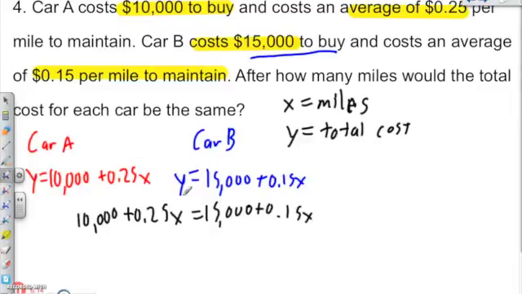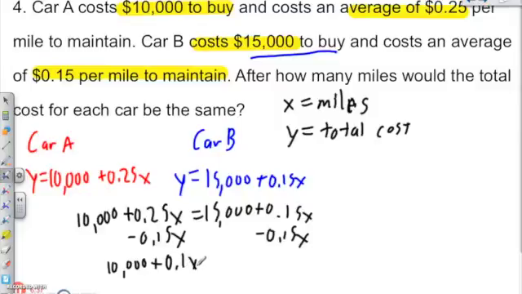Now, we need to solve for x, so we can move our x to either side of the equation, but we have to get them both on the same side. I prefer to work with positive x values, so I'm going to move the smaller value, the 0.15x, over to the side where the bigger x value, 0.25x, is. I'm going to have 10,000. And now this is 0.25x minus 0.15x, which is going to be plus 0.1x. And that's still going to be equal to the $15,000 we have left on this side.